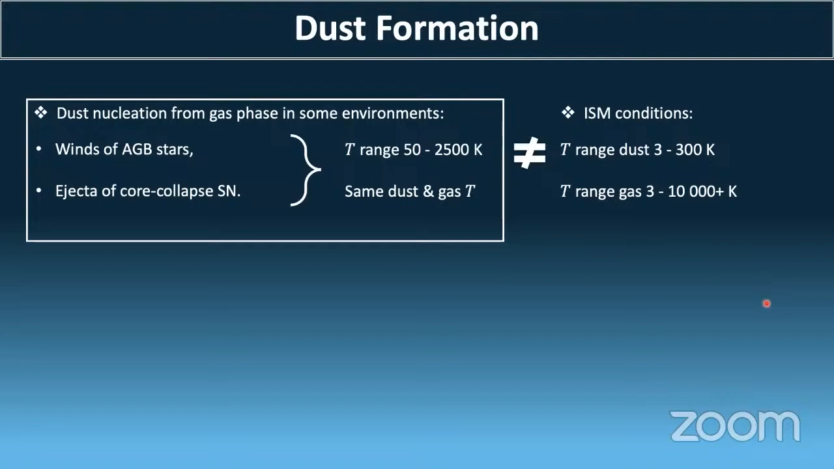Here the focus is on dust formation and growth. The dust forms in nucleation regions, that is, regions in the winds of AGB stars, and also in the ejecta of core-collapse supernovae. In this case, the temperature is relatively high, from tens of Kelvin to thousands of Kelvin. Here I limited it to a range of 50 to 2,500, because over this range all the dust is sublimated totally, and there is no dust present.